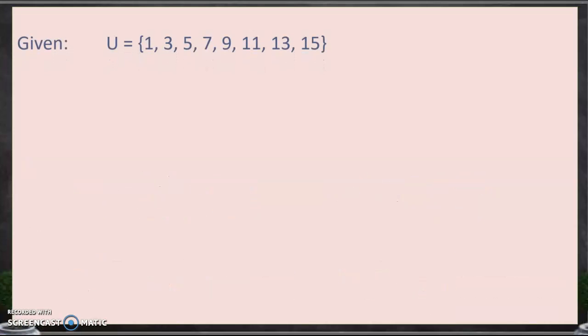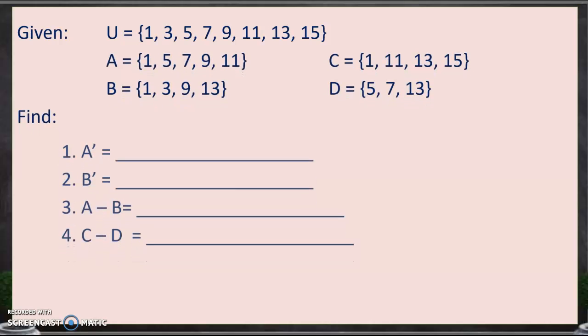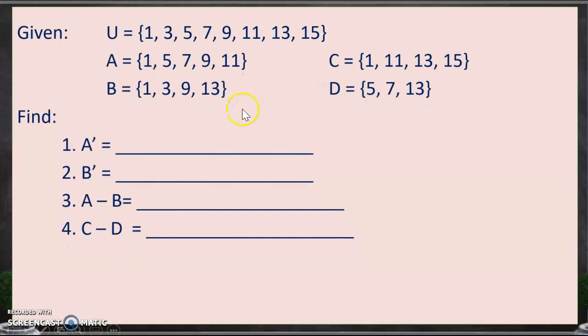Okay, so let us have the following. The universal set is 1, 3, 5, 7, 9, 11, 13, 15. Set A is 1, 5, 7, 9, 11. Set B is 1, 3, 9, 13. Set C is 1, 11, 13, 15. Set D is 5, 7, 13. Again, when we say universal set, it has all the elements of the given sets.